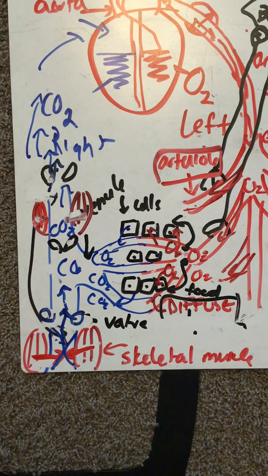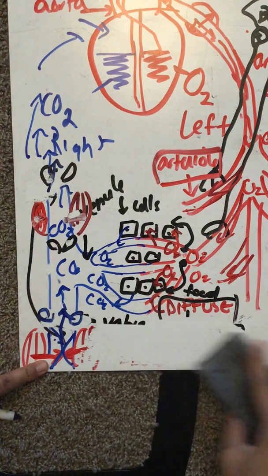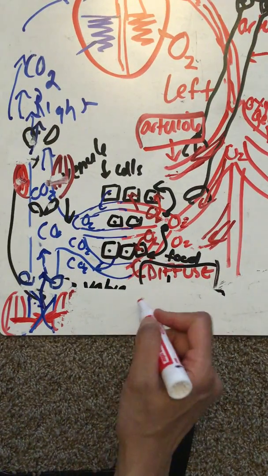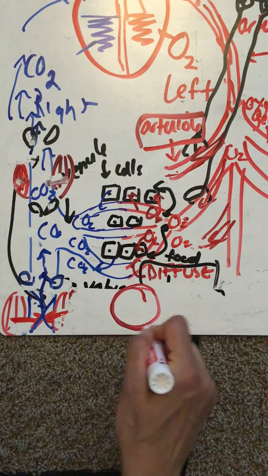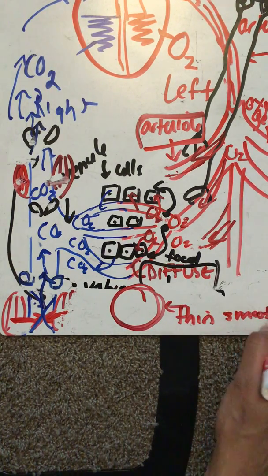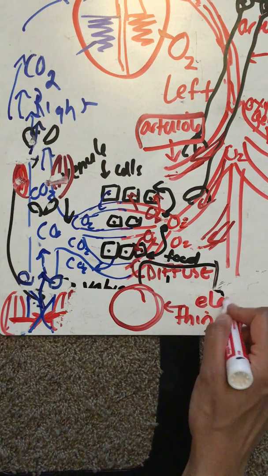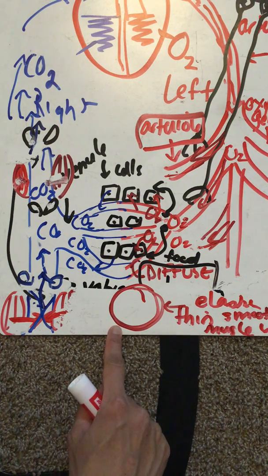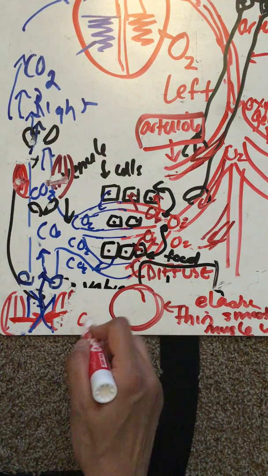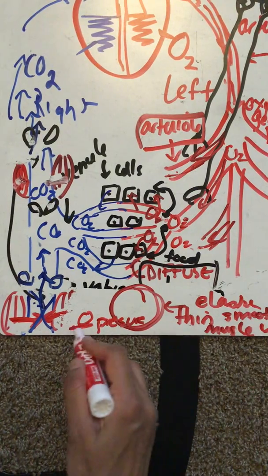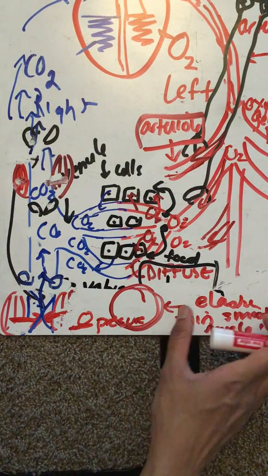Now, if you were to look at the structure of a vein, you're going to see that veins, okay, if I was to draw what a vein looked like, you're going to see that veins are very thin, they have this thin, smooth muscle wall. And they're also elastic. And the reason why this vein is so thin is because the vein is under zero pressure. There's no pressure in the vein. It's at zero. You got to generate the pressure, right?